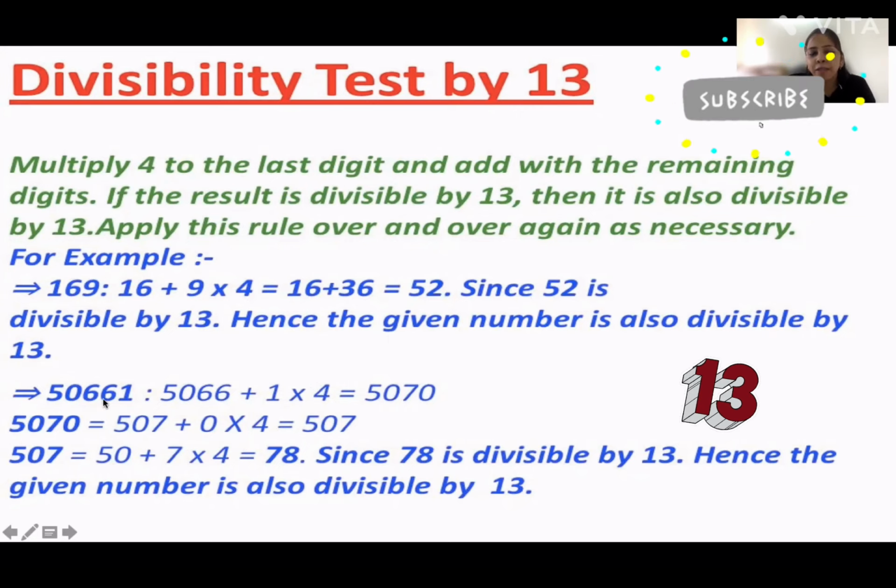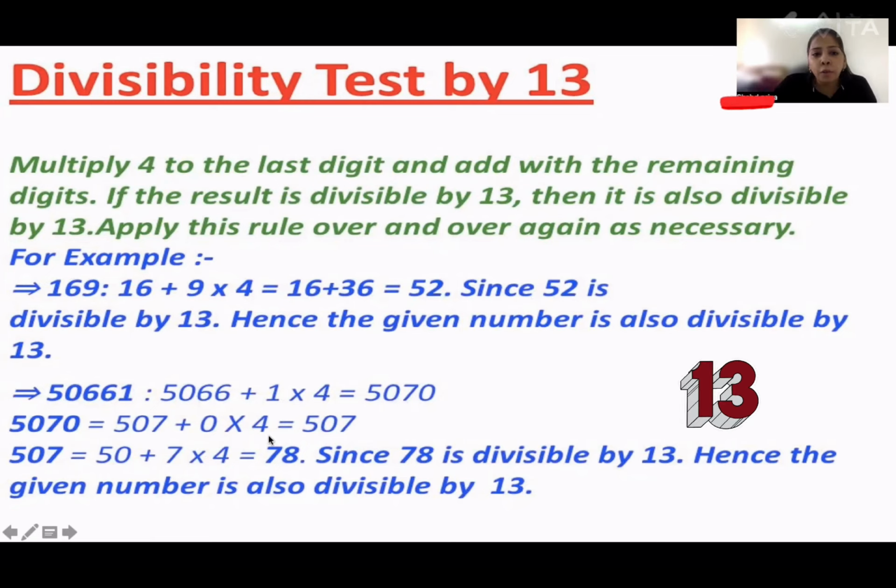Next one is 50661. Here 5066 plus 1 into 4 is equal to 5070. Then 507 plus 0 into 4, because the last digit is multiplied by 4, so it is equal to 507. And in 507, here 50 plus 7 into 4 is equal to 78. Since 78 is divisible by 13, hence the given number is also divisible by 13.